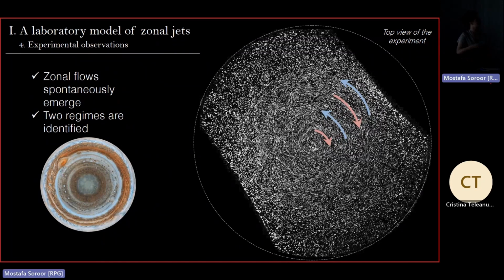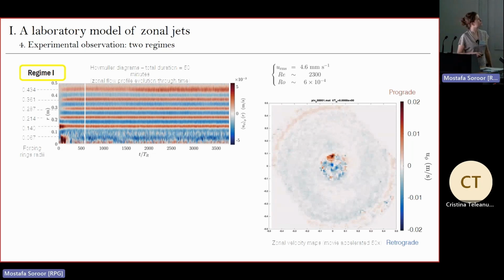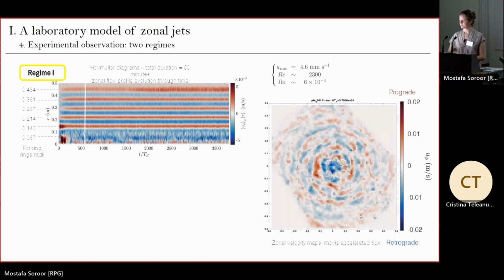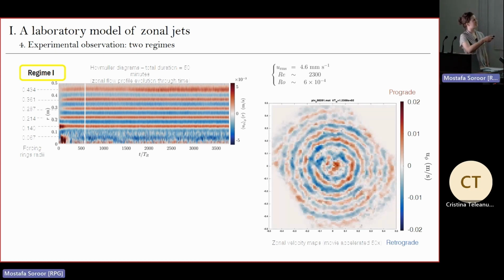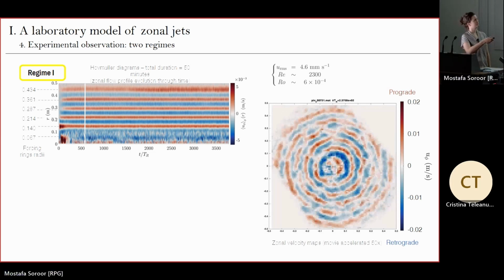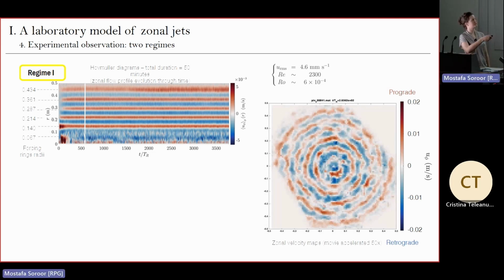The surprise with the setup is that we identified two different regimes of zonal flows. So I'm going to illustrate these two regimes. On the left, I'm representing a space-time diagram of the zonal flow profile. And on the right, I play a movie of the azimuthal component of the velocity. This is regime 1, which is obtained at low forcing amplitude. You see that there's a quick transient, and then we reach a quasi-steady state with narrow prograde and retrograde jets filling the whole system.